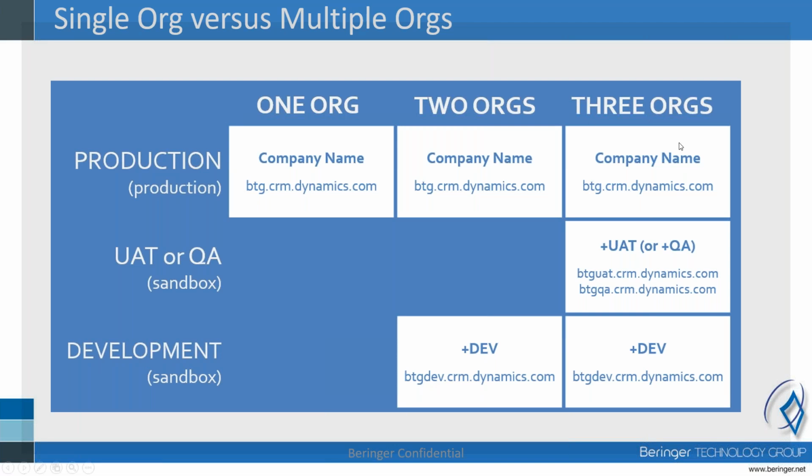And then if you have three orgs, you would have your production, your company name, and then you would have a UAT or QA, so a user acceptance testing or a QA. This is just a second sandbox that you have. And again, you could just append UAT or QA to your abbreviation. So this is what it would look like if you had three orgs.